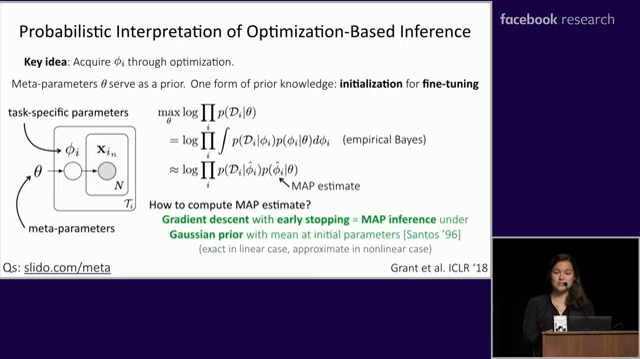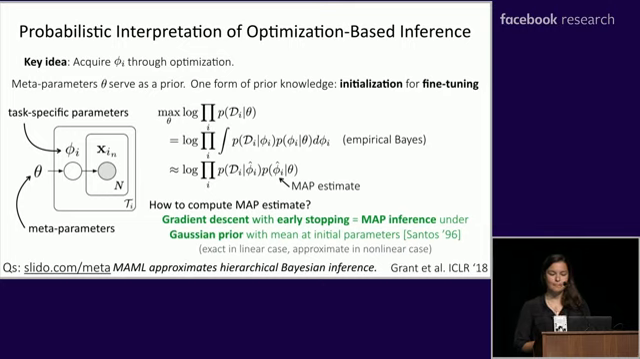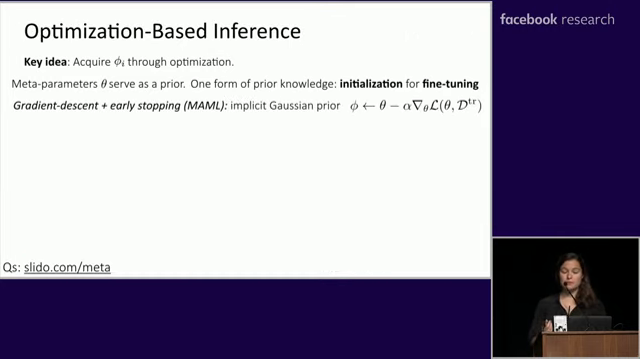And this is exact in the linear case and approximate in the nonlinear case. And so what we can see is that through this approximate equivalence, as well as the approximation of the integral with the MAP estimate, MAML is approximating inference in this hierarchical Bayesian model. Which I think is useful for providing some intuition for the types of priors that we're learning in the metalearning process. Okay, so MAML is a form of implicit prior.